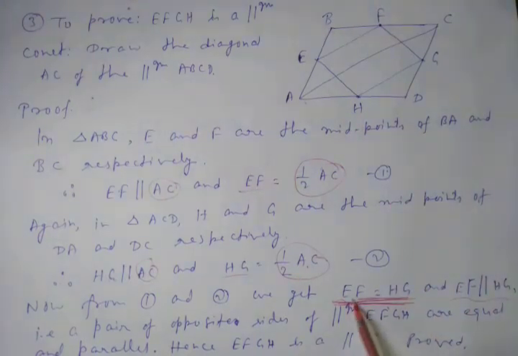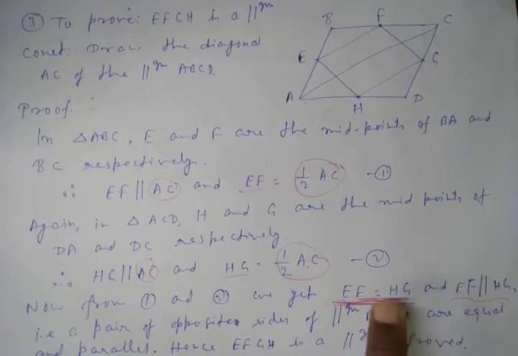So this is the proof. This is actually a theorem: if you prove that in any quadrilateral one pair of opposite sides are equal and parallel, then it will be a parallelogram. So this proves the question.